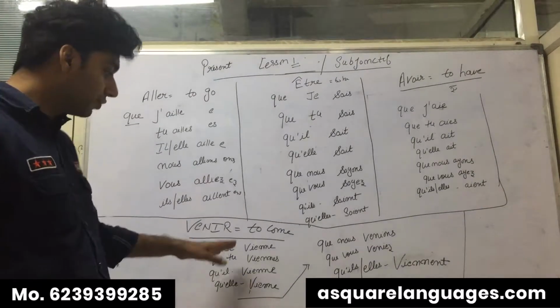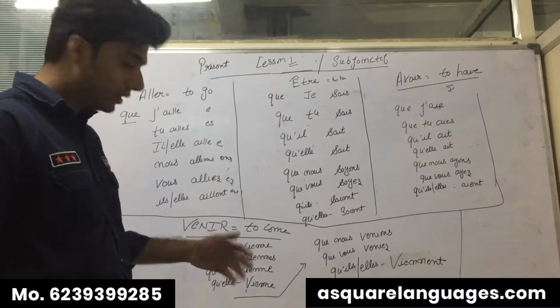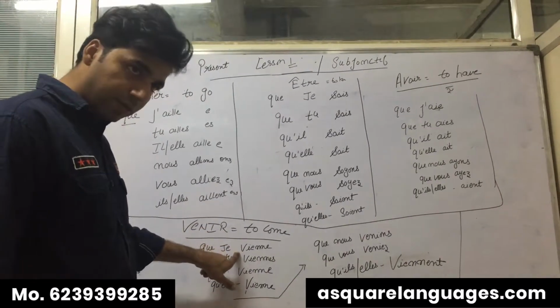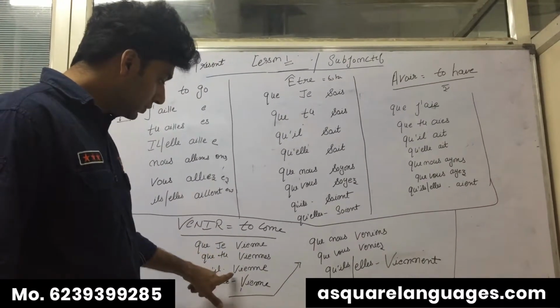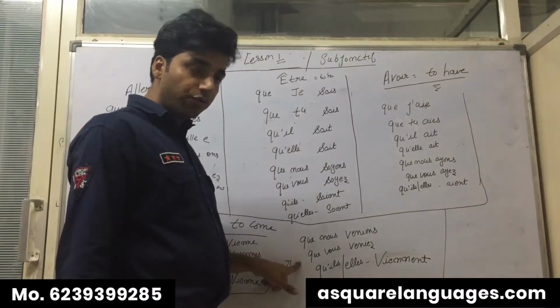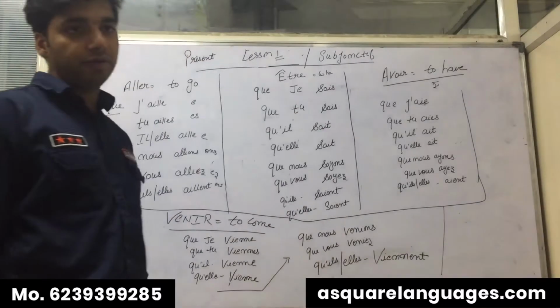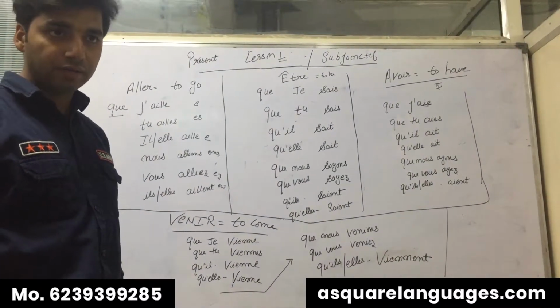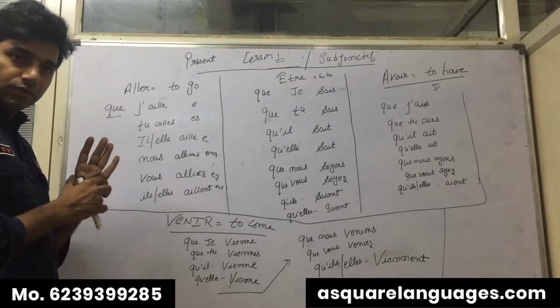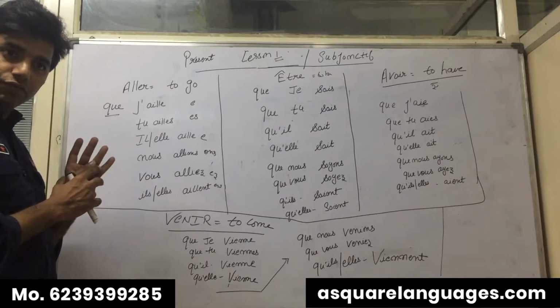In present we have je viens, tu viens, il vient, but in subjonctive we have que je vienne, tu viennes, il/elle vienne, nous venions, vous veniez, ils viennent, elles viennent. C'est clair? Oui, monsieur. What is the present of venir? Je viens, tu viens, il vient, nous venons, vous venez.